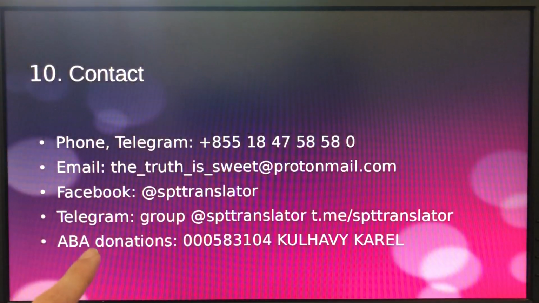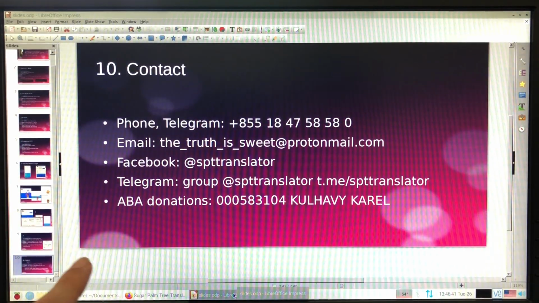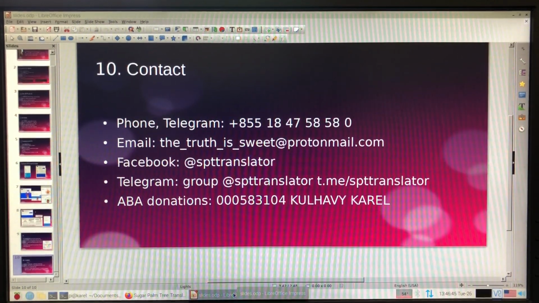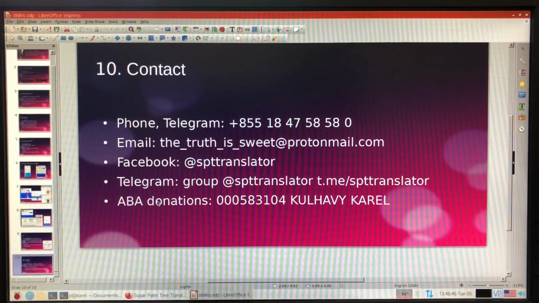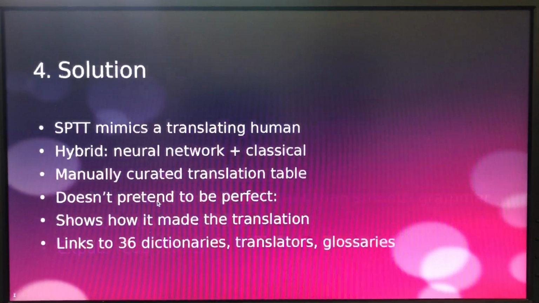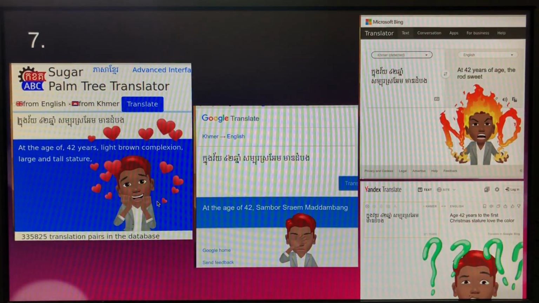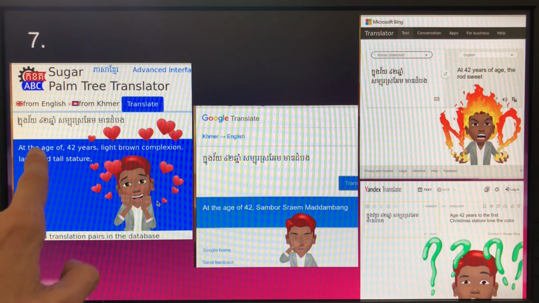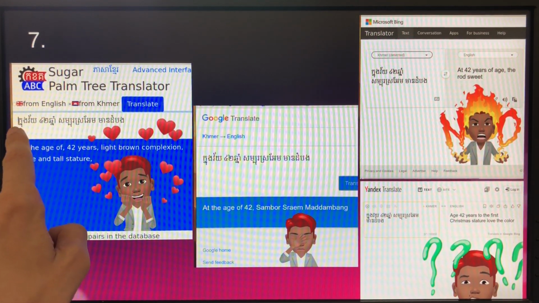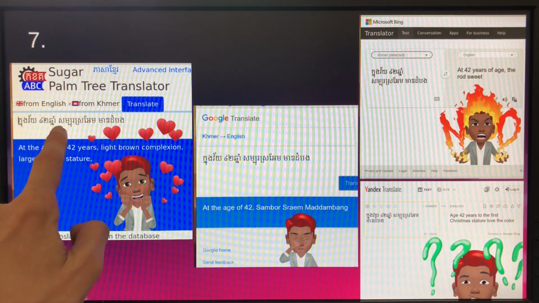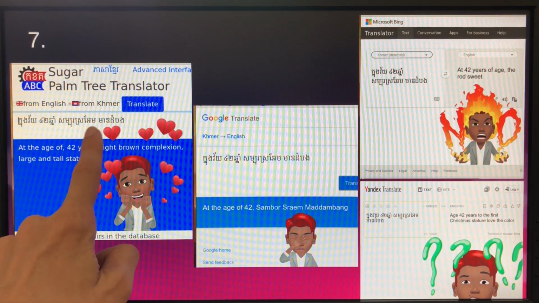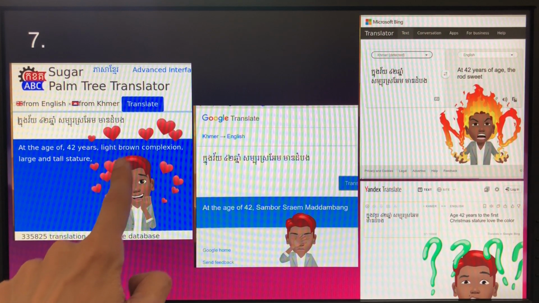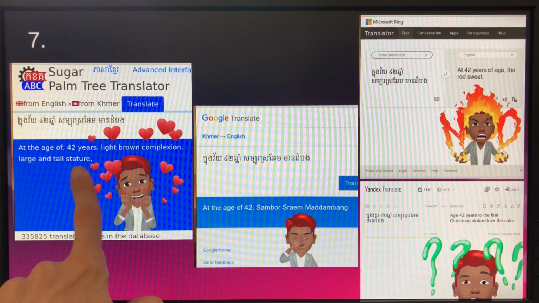Another case. This is a description of a person. Knong vai sa pichnam sambo sraam mid dambong. At the age of 42 years, light brown complexion, large and tall stature.